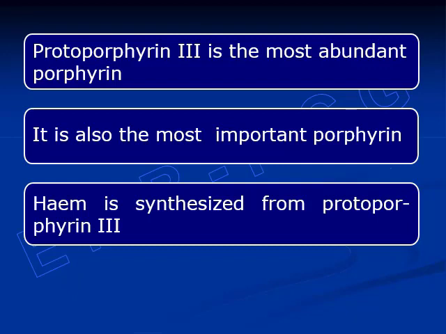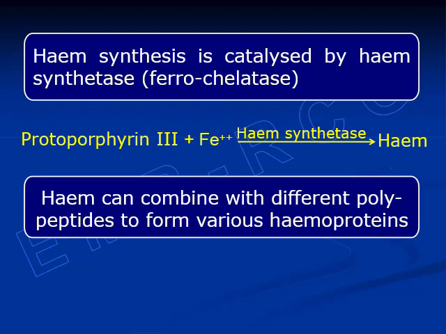Protoporphyrin 3 is the most abundant porphyrin. Among the uroporphyrin, coproporphyrin, this is the most abundant one. It is also the most important porphyrin. Because why? Because heme is synthesized from protoporphyrin 3, the heme group of hemoglobin basically. Heme synthesis is catalyzed by an enzyme called ferrochelatase or heme synthetase. So protoporphyrin 3 in the presence of ferrous iron can ultimately be converted into heme with the help of this enzyme. The heme can then combine with different polypeptides to form different kinds of hemoproteins.